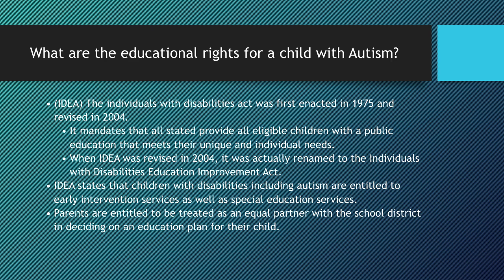What are the educational rights for a child with autism? According to the 2004 revision for IDEA, all children with a disability, including children with autism, are entitled to early intervention as well as special education services. Parents are also to be treated as an equal partner when determining the goals for their child. A little later in the presentation, we will discuss how their child is assessed in a school-based setting and how the parents are involved.